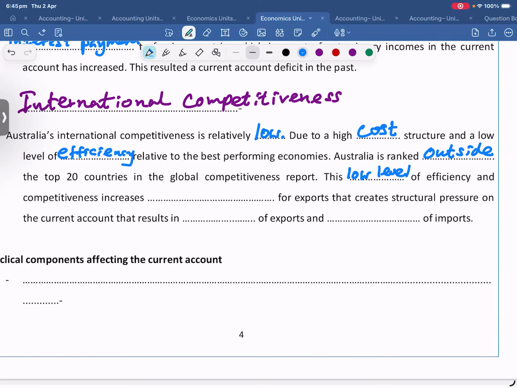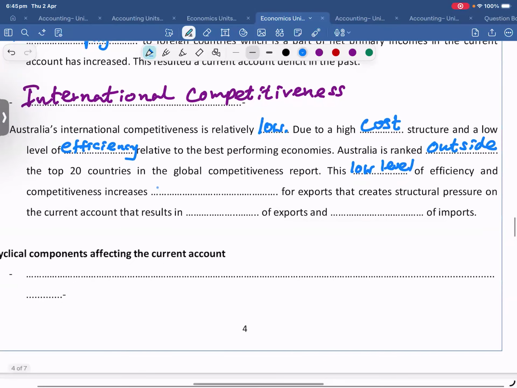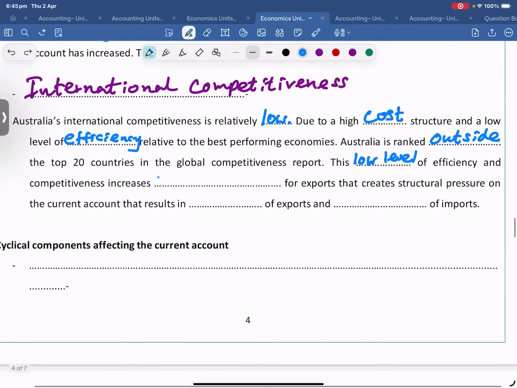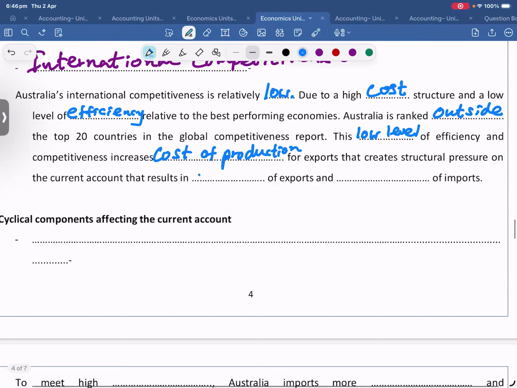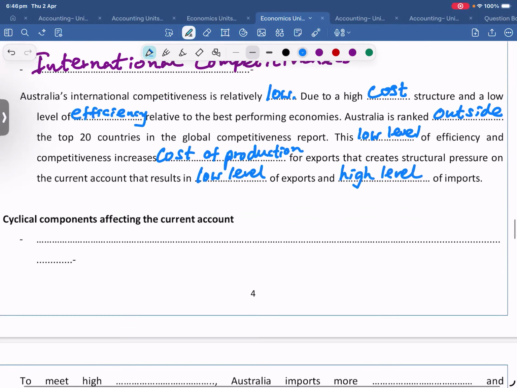In the global competitiveness, efficiency and competitiveness increases the cost of production for exports. That creates structural pressure on the current account that results in a low level of exports and a high level of imports.